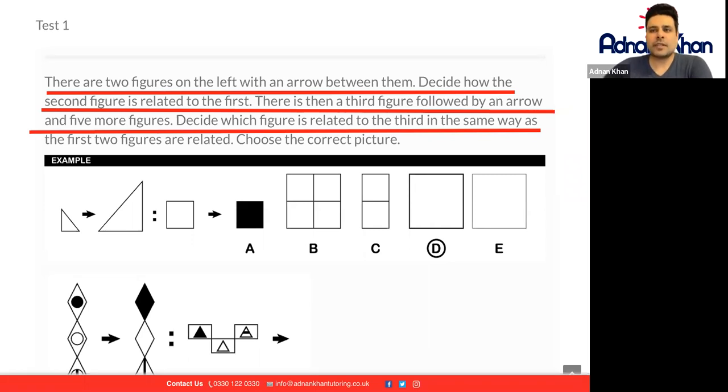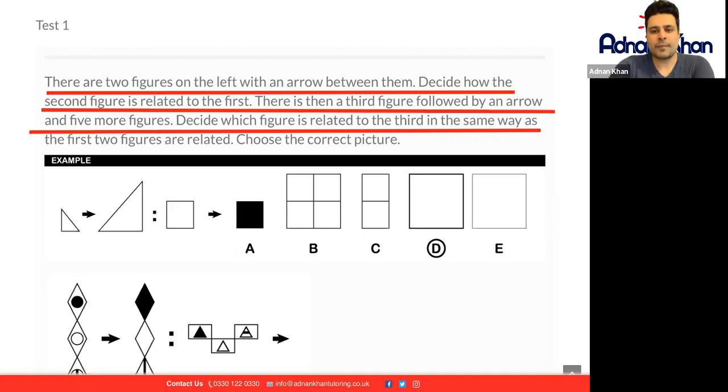Let me show you how to do these questions. So let's just go straight in. Let's read the question first of all. The question says there are two figures on the left with an arrow between them. Decide how the second figure is related to the first. There is then a third figure followed by an arrow and 5 more figures. Decide which figure is related to the third in the same way as the first two figures are related, and then choose the correct picture.